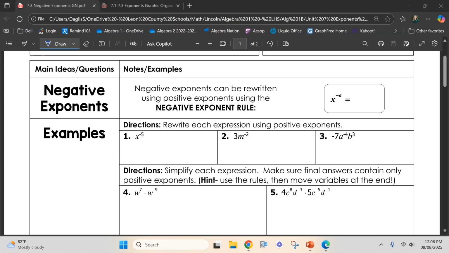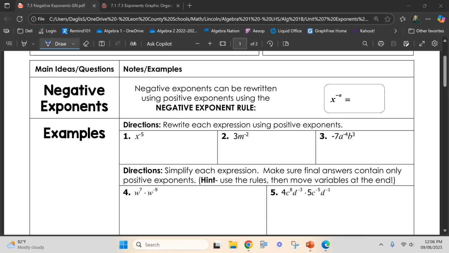All right, so we're getting into negative exponents now. We have done product, we have done quotient, we have done power to a power, we've done the zero property. The very last thing with exponents is a negative exponent rule.